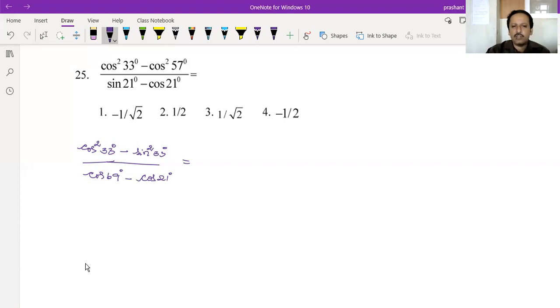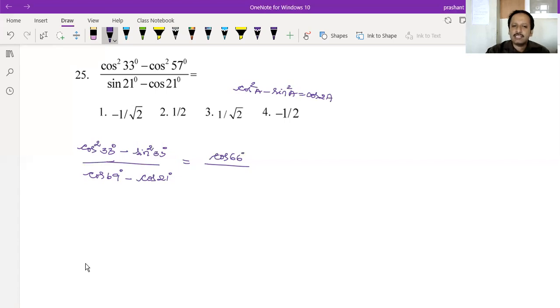Okay. So now in the numerator, look at this, cos square 33 degree minus sine square 33 degree. Here I am using the formula cos square a minus sine square a. Cos square a minus sine square a is equal to cos 2a, which you know. So cos square 33 degree minus sine square 33 degree will become cos 66 degree. Cos 2a, 2 into 33, that is 66 degree.